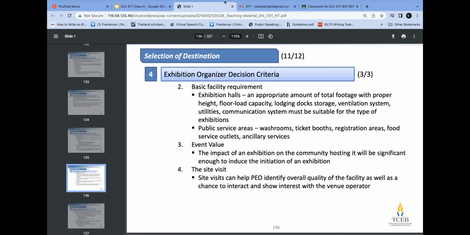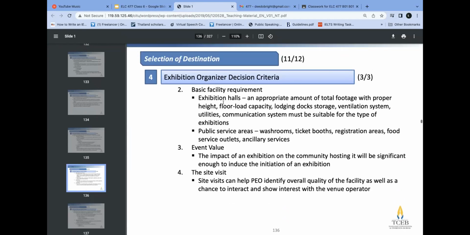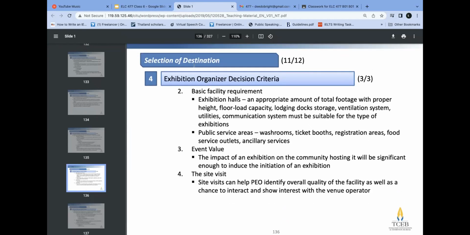All right, so for this one, also the exhibition organizer decision making too. Second, we have to see basic facility requirement, right? This one talks about facility requirement. Okay, so the first one is exhibition hall location, right?